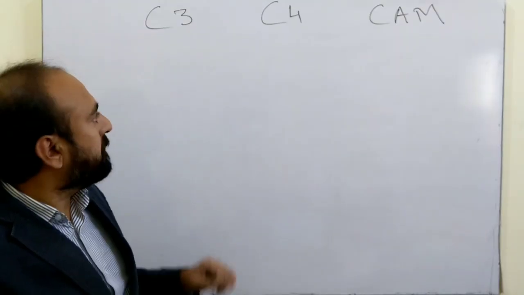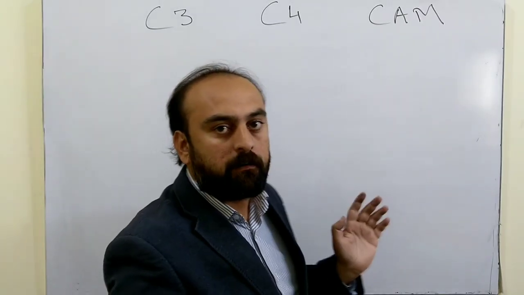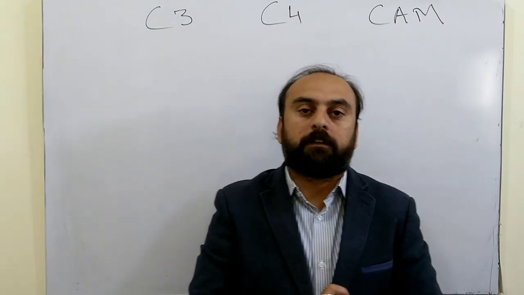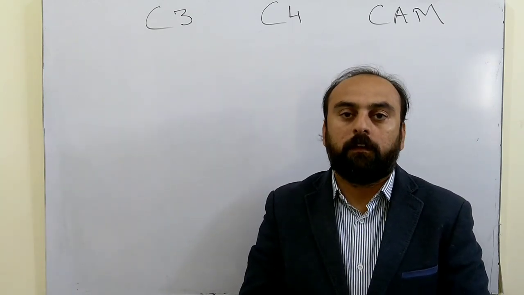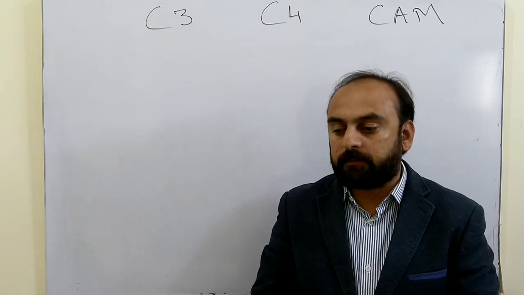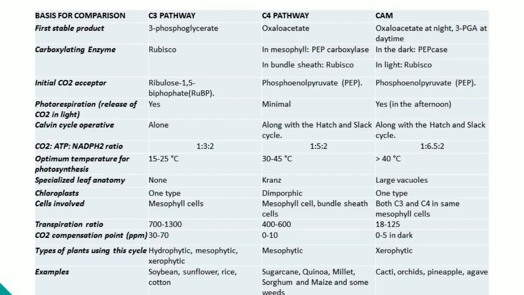Some of the examples of C3 plants are wheat, rice, soybean, sunflower, cotton. The examples of C4 plants are sorghum, maize, quinoa, sugarcane, and some weeds like Euphorbia or amaranthus. And the examples of CAM plants are pineapple, agave, orchids, and different types of cactus.